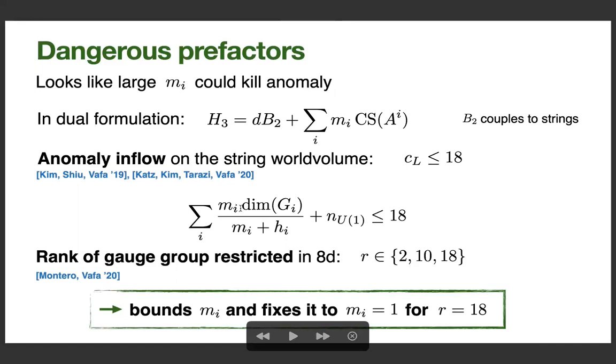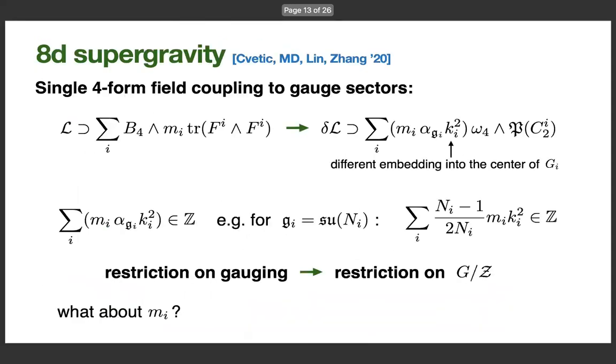So yes, that's right. In the non-simply laced case, you can never go below that bound. It will always go up. That is only true for ADE, but you will find the same bound, that in rank 18 these m_i are actually fixed to be order 1. And this bound that I told you before, that this has to be an integer, is very efficient in ruling out global realizations of gauge groups in 8 dimensions.